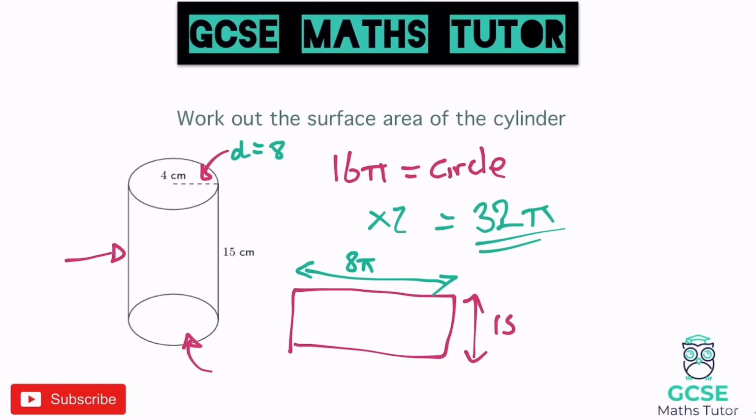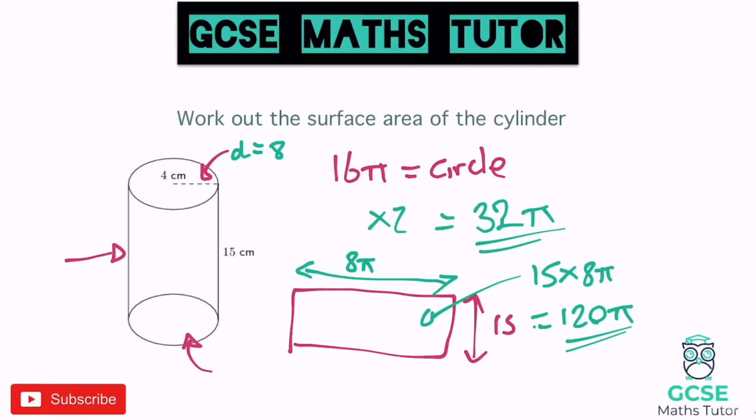But that's 8 pi for the length. And we work out the area of a rectangle just by doing length times width. So to work out the area of this, we'll do 15 times the 8 pi. And that gives us 120 pi for the area of that rectangular part wrapped around the outside.